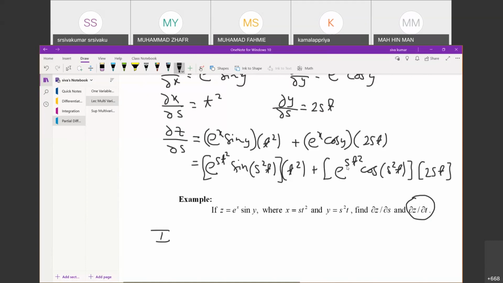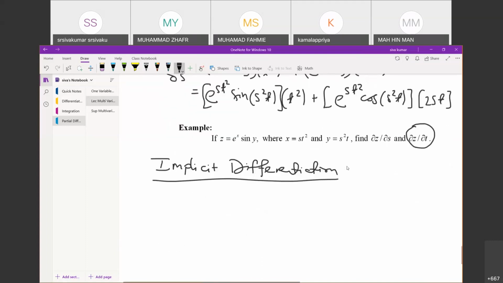That's why I always handle the problems systematically. When I ask what partial differentiation is, you should be able to explain that it contains total differentiation, chain rule, and so on. That means you should be able to explain the subtopics very comfortably. One more topic is implicit differentiation, which looks simple but is very tricky.